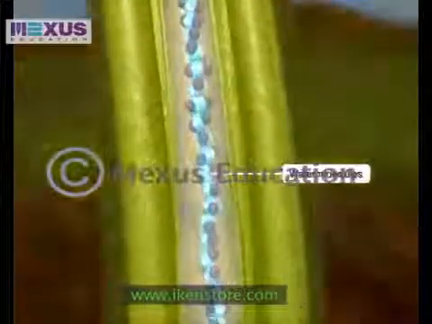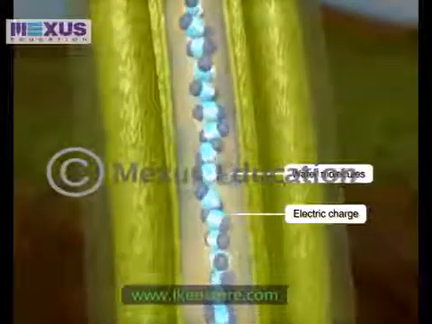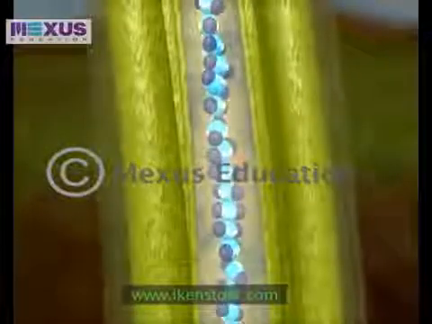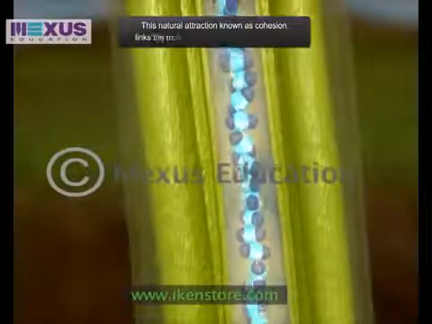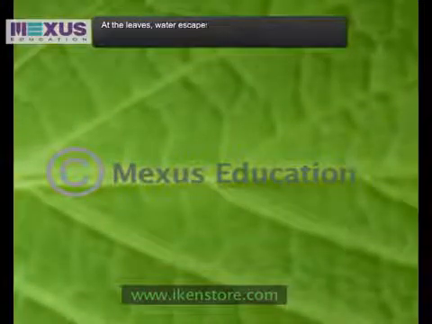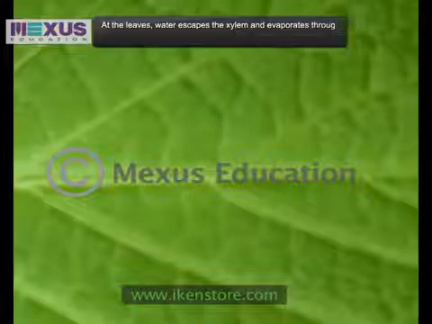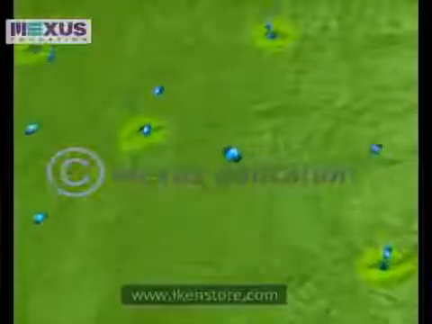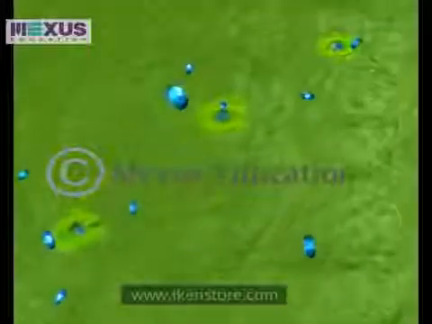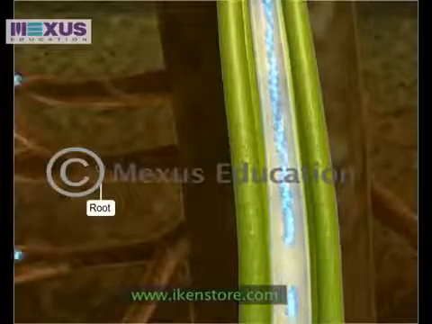Because water molecules carry a slight electric charge, they are attracted to each other. This natural attraction, known as cohesion, links the molecules in long continuous chains. At the leaves, water escapes the xylem and evaporates through microscopic pores on the surface, as in stomata. As each molecule breaks loose, it pulls up another molecule to take its place. This continuous pulling tension extends all the way down the xylem tubes to the roots.